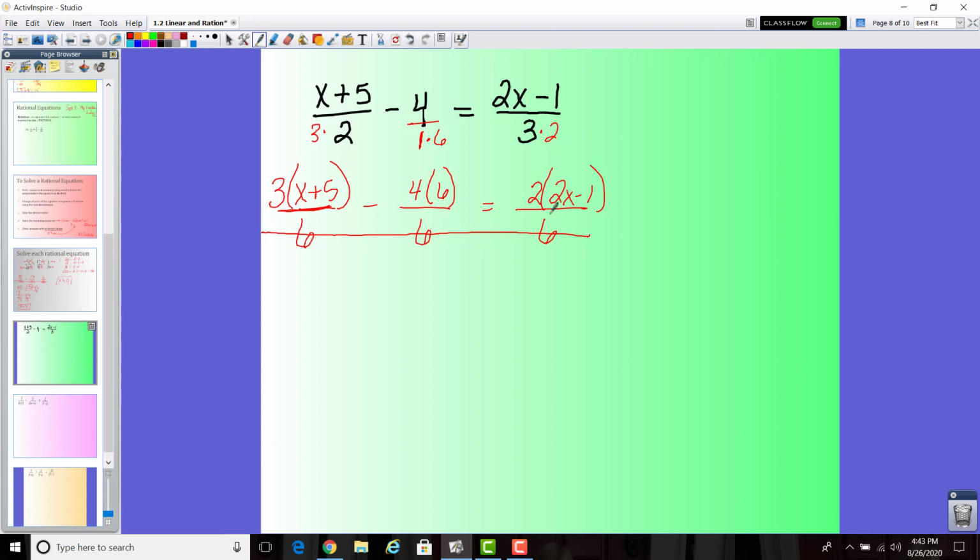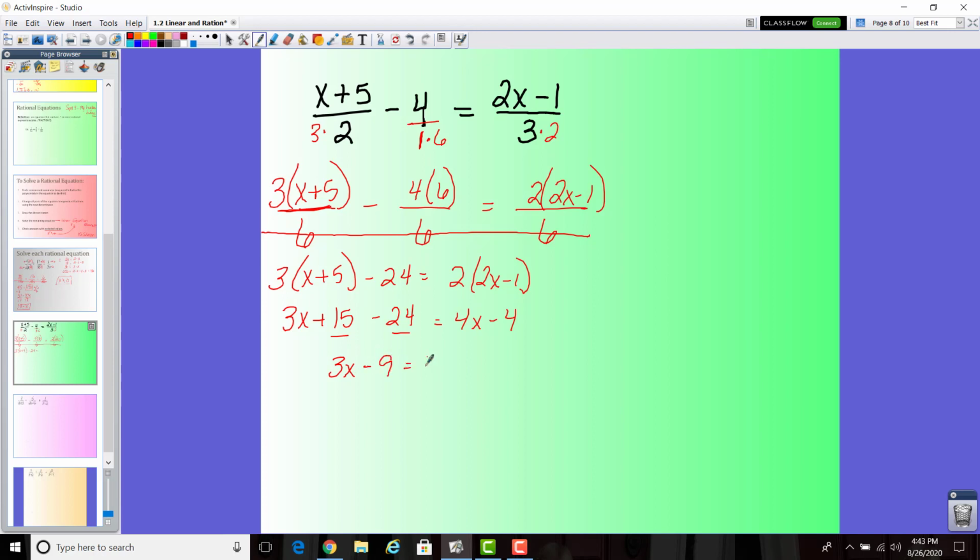I know what I have to multiply my numerators by, so I'm solving 3 times x plus 5 minus 24 equals 2 times 2x minus 1. And then I can solve this linear equation. I have the distributive property, so I'm going to get 3x plus 15 minus 24 equals 4x minus 4. I'm going to combine my like terms here, and I believe I get 9 minus 9 equals 4x minus 4.